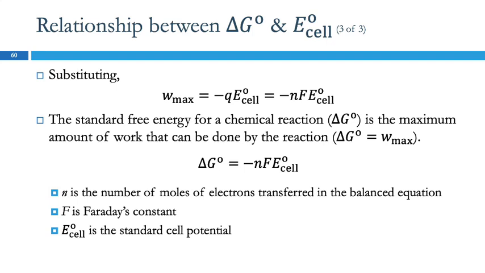So we can substitute these things in. We had W max is equal to negative Q times the standard cell potential. So now we can say that that is equal to NF times the standard cell potential. What we've done in here is for Q, we've substituted NF from the previous slide. Well, the standard free energy, delta G, is the maximum amount of work. So this W max is delta G. So then we get delta G is equal to negative NF times the standard cell potential. N is the number of moles of electrons, F is the Faraday constant, E0 is the standard cell potential. So that's the relationship between E and delta G.